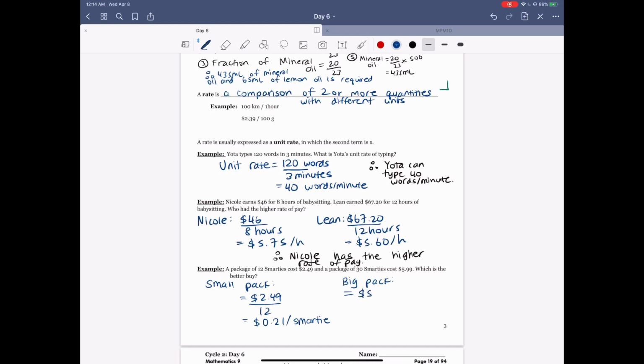So $5.99 divided by 30. So what does that equal to? Put that in the calculator, you get 0.20 per Smartie. And write a conclusion. So what is a better buy? Do you want to pay more per Smartie or less? And so therefore the bigger pack is the better buy.